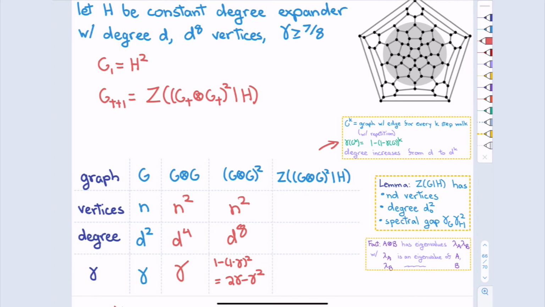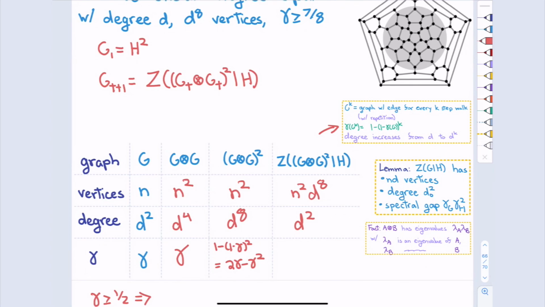First the vertices are the product of one and the other. So how many total vertices are there? N squared D to the 8. There seems to be a typo in the notes saying N squared D to the 4th, but I'll fix that later. Doesn't matter too much. What is the degree? D squared. And what is the spectral gap? Oh, sorry. It should be 2 gamma minus gamma squared times 7/8 or something, squared.